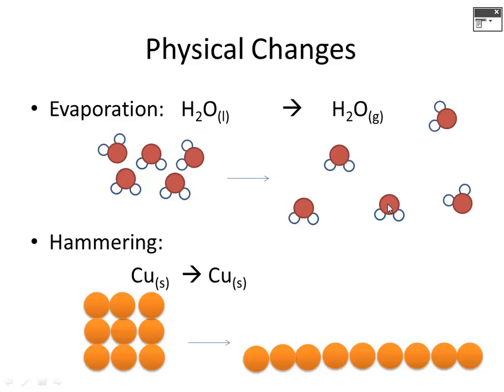It's still made of one oxygen. Oxygen's the red atom, and the little white ones are hydrogens. So the water molecule still is intact. Hammering copper into a flat sheet, that's a property called malleability, which you might have heard. That's a physical change. Why is this a physical change?